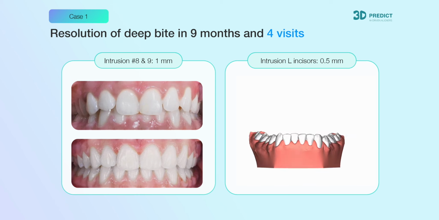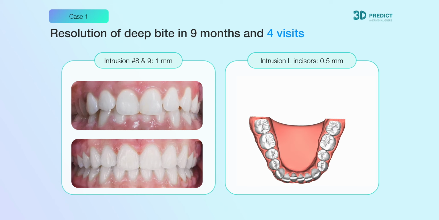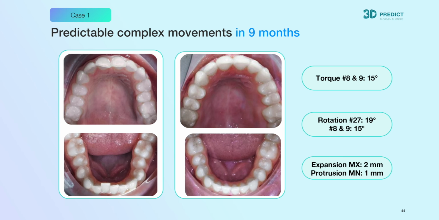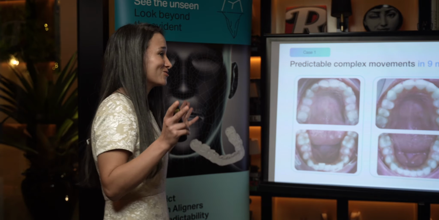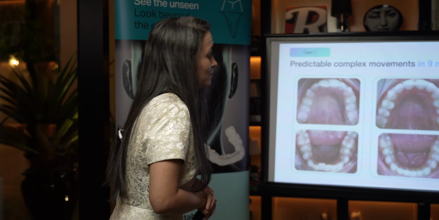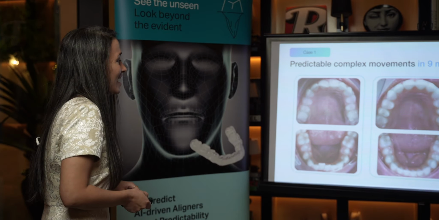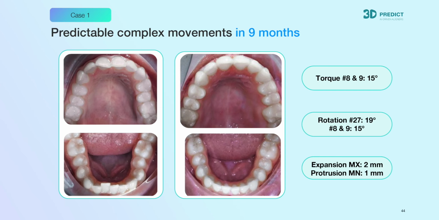And even though it looks like quite a bit of movement in here, in the upper it doesn't look like a lot. We did quite a bit. I mean, we were able to combine torque, rotation of canines of 19 degrees, which is very difficult. For those of you who have done aligner treatment before, you know how hard it is to rotate canines. 8 and 9, we rotated 15 degrees plus the torque, and then we did expansion of 2 millimeters upper and 1 millimeter lower. So it was quite a bit.